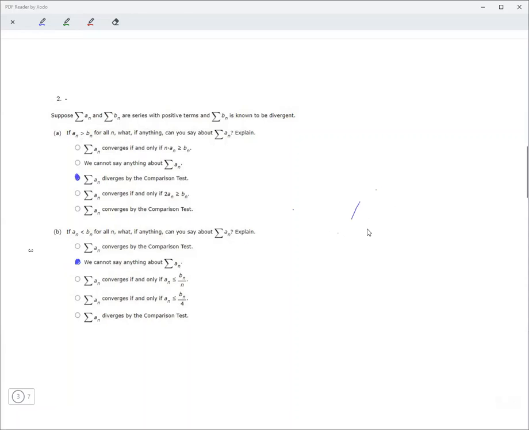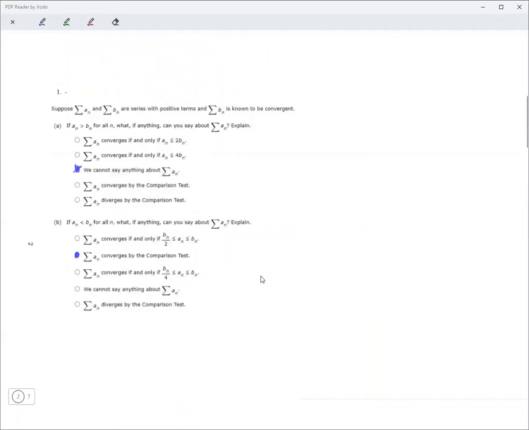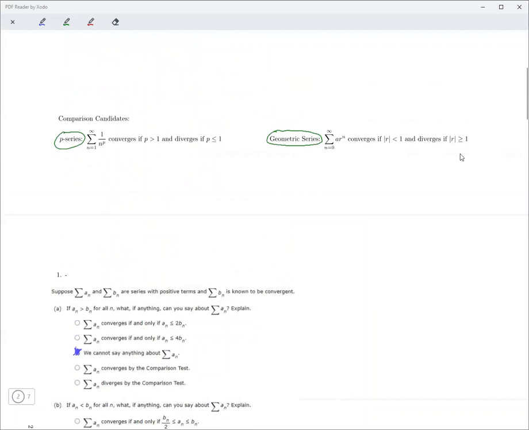Okay, number 3, determine whether the series converges or diverges. Here you have 8 to the n over 7 plus 13 to the n. If you see things raised to powers, then a good candidate would be to compare it with the geometric series.